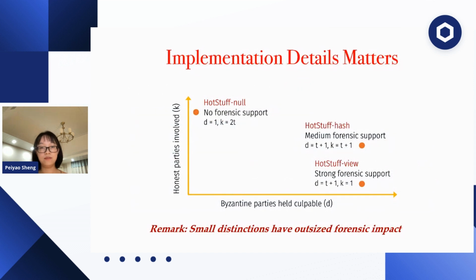So we put these results in this figure. We can see that HotStuff with hash has a medium forensic support, and HotStuff with null information has almost no forensic support. It also indicates how these small distinctions leverage forensics significantly.